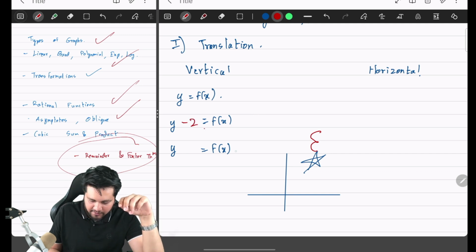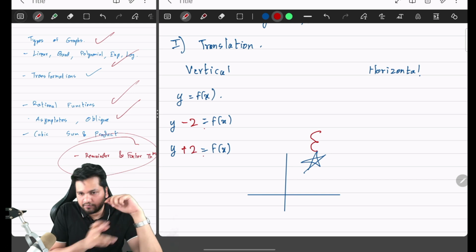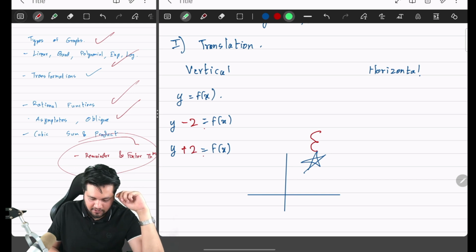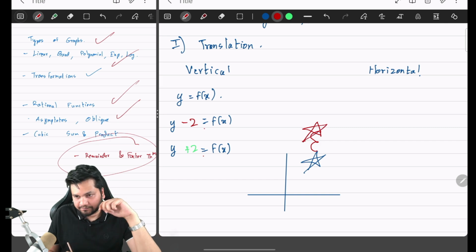Similarly, this function would have been f of x minus 2. So it's a change in y. So it was minus 2; if I shift it to the other side, it's going to be plus 2. So let me just put it like this, the green part. As you can see, when it comes to y minus 2 is equal to f of x, the design remains the same. It is just shifted 2 steps up.